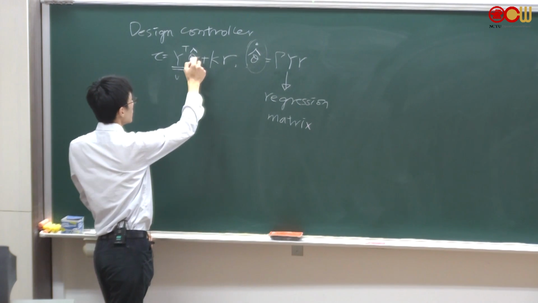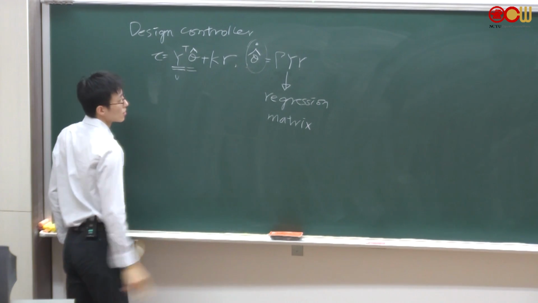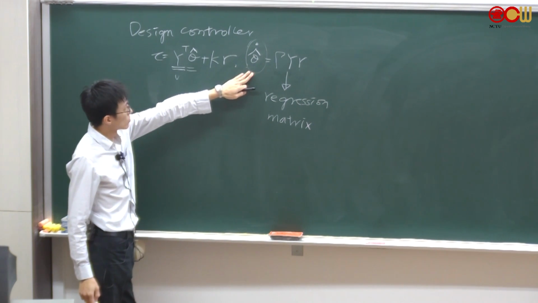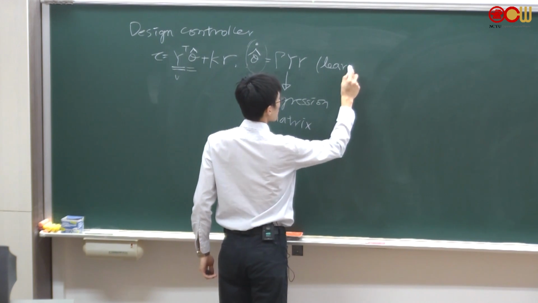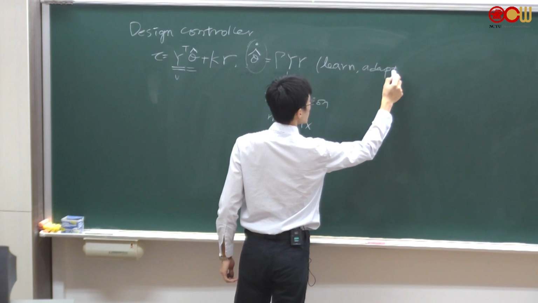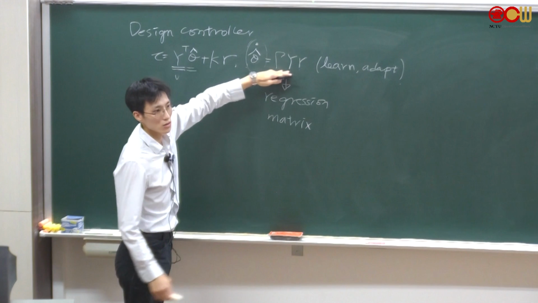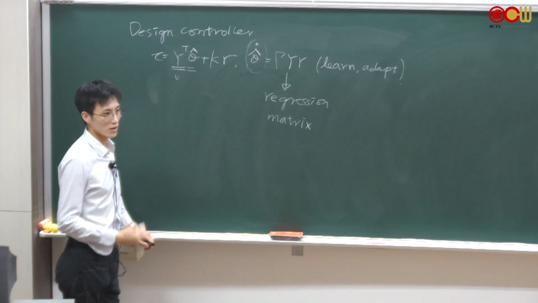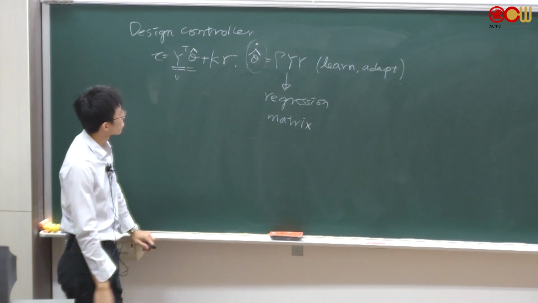So to obtain this, you need to integrate the adaptive law of theta hat. You're trying to learn or adapt to the true signal, trying to use this rule to learn the true parameters, although it might not eventually converge to the true signal.